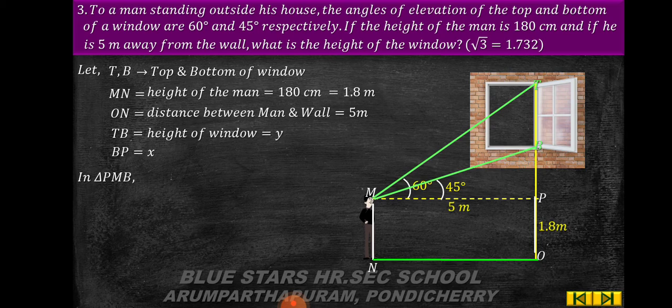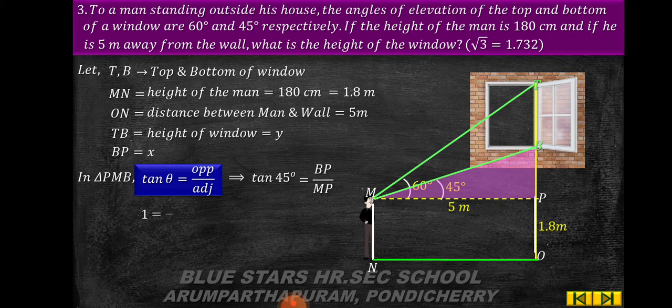So in triangle PMB, tan theta is equal to opposite by adjacent. So tan 45 degree is equal to the opposite side BP divided by MP. Tan 45 degree value is 1, which is equal to BP, which we are taking as X, divided by MP, which is 5. This implies the value of X is equal to 5, which is equation number 1.